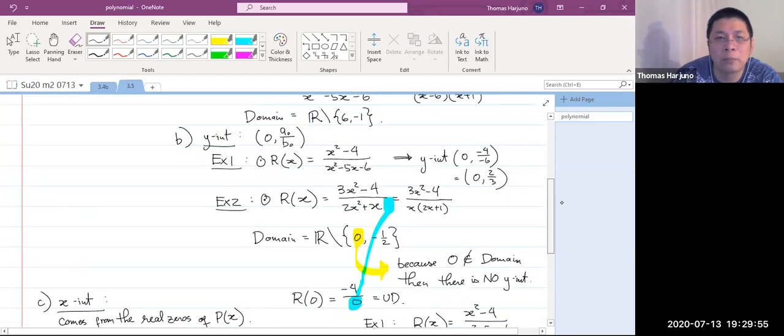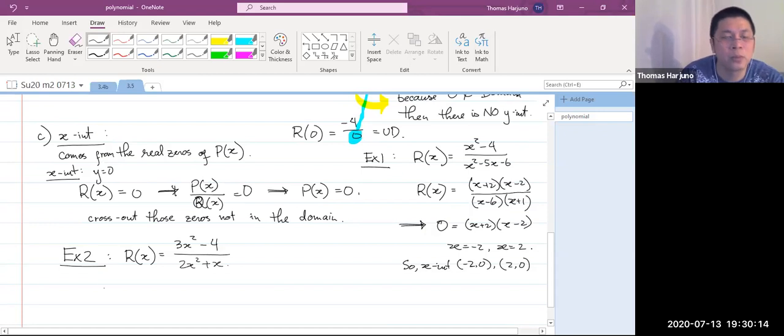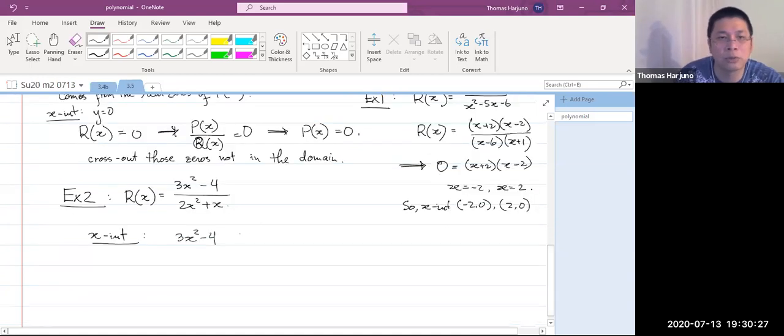Let's look back to our example 2. Our example 2 looks uglier. Example 2, our R(x) equals (3x squared minus 4) over (2x squared plus x). So if I ask for the x-intercept, what I need to solve is actually 3x squared minus 4. Okay, set it equal to 0. Just the numerator, set it equal to 0.